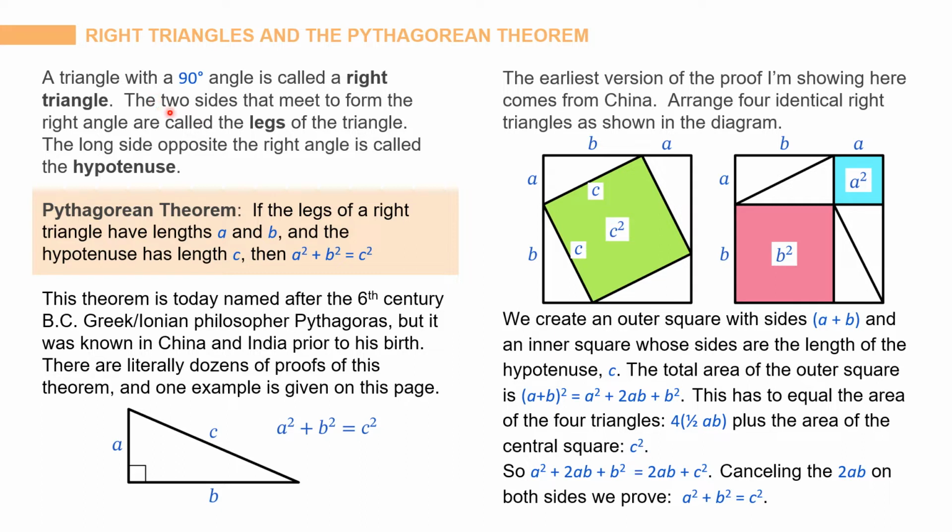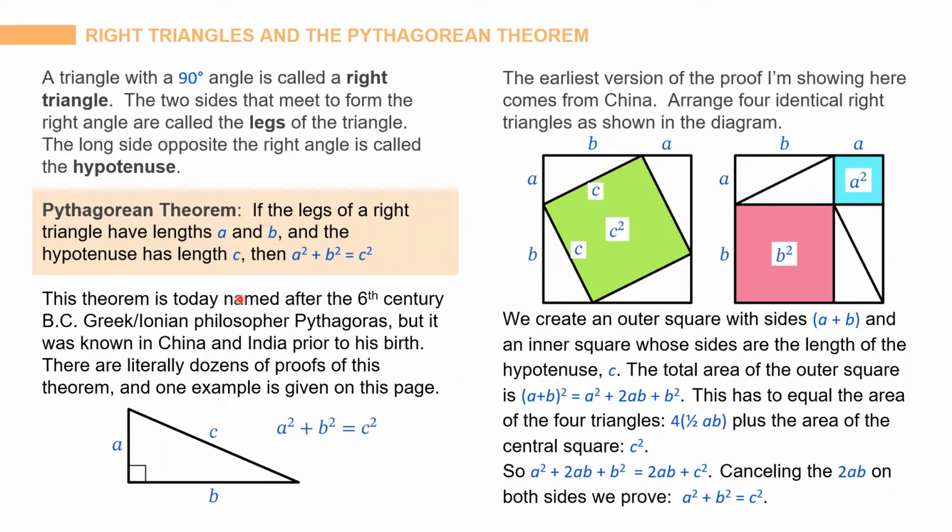The two sides that meet to form the right angle are called the legs of the triangle, and the long side opposite that right angle is called the hypotenuse. The Pythagorean theorem can be stated as: if the legs of a right triangle have lengths a and b, and the hypotenuse has length c, then a squared plus b squared is equal to c squared.